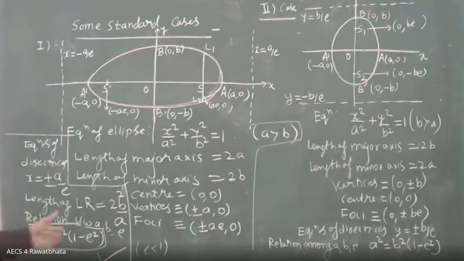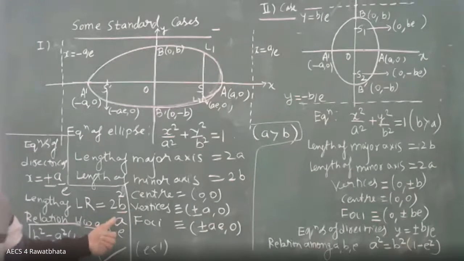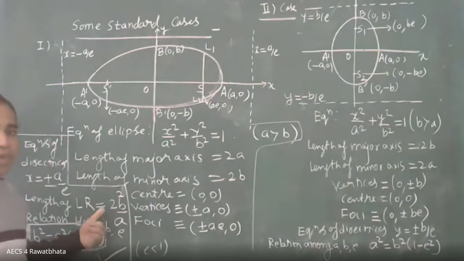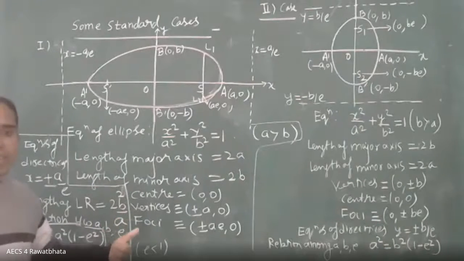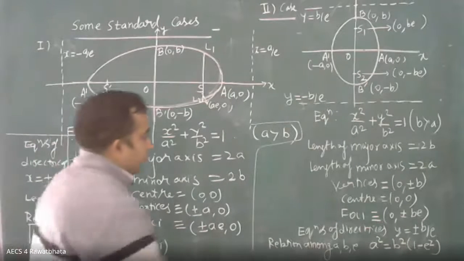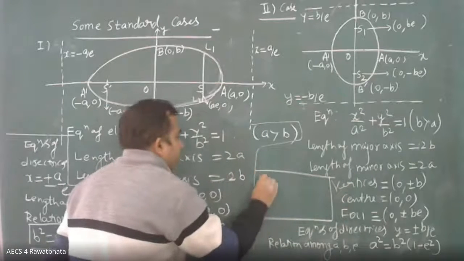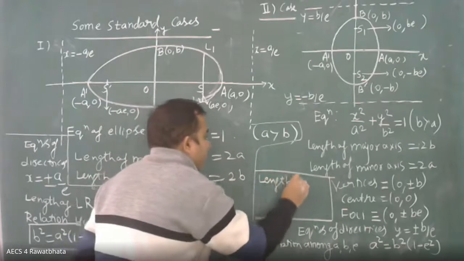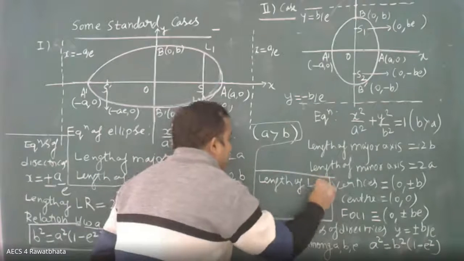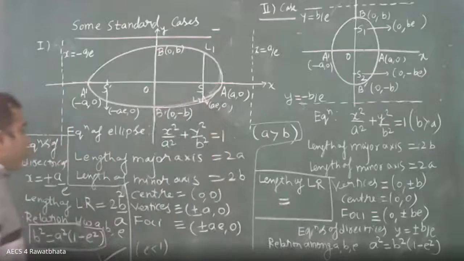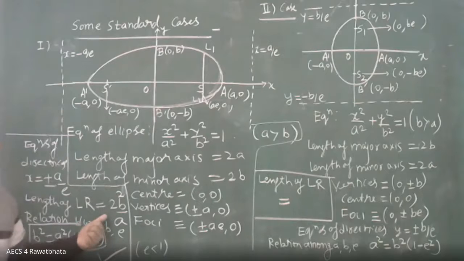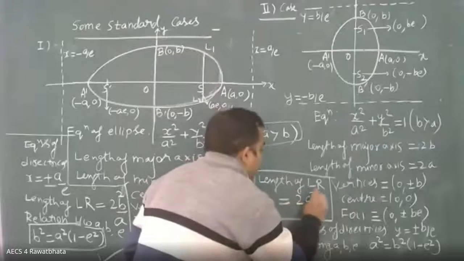Okay. One more thing is remaining: the length of the latus rectum. In the first case, it was 2b square upon a. Can someone make a guess what the length of the latus rectum should be in the second case? I can tell you the formula in the first case. It is 2b square upon a. So what should it be in the second case? 2a square by b. Yeah, 2a square by b.